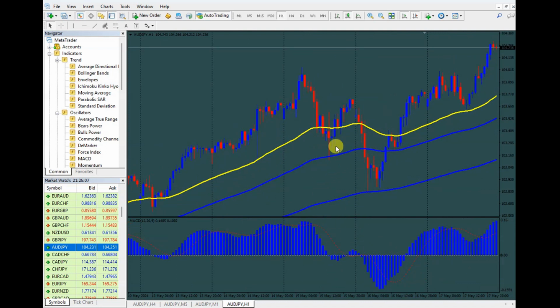So here you see the price broke below, we entered, and here is our stop loss.